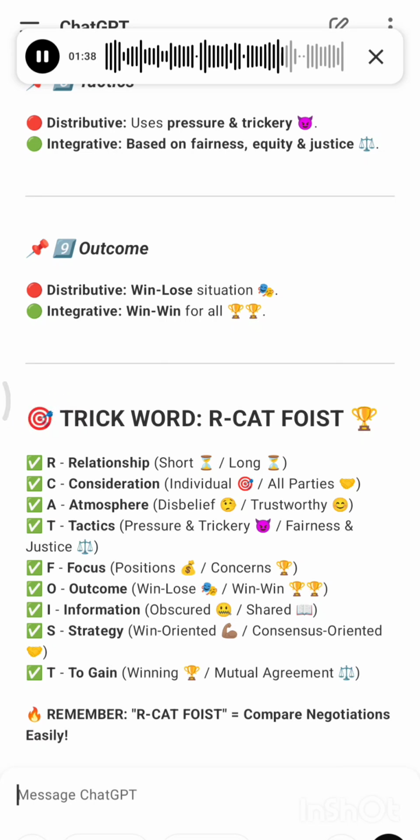Relationship: short, long. C, consideration: individual, all parties. Atmosphere: disbelief, trustworthy. Tactics: pressure and trickery, fairness and justice. Focus: positions, concerns. Outcome: win-lose, win-win. I, information: obscured, shared. Strategy: win-oriented, consensus-oriented. Aim to gain: winning, mutual agreement. Remember, RCAT helps you compare negotiations easily.